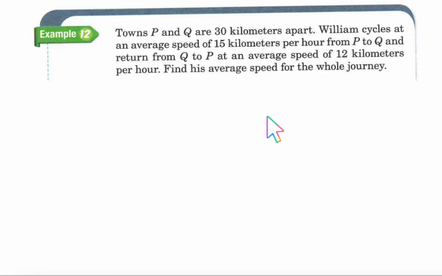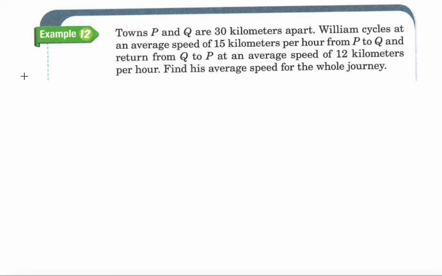Towns P and Q are 30 kilometers apart. William cycles at an average speed of 15 kilometers per hour from P to Q and return from Q to P at an average speed of 12 kilometers per hour. Find his average speed for the whole journey. Okay, go ahead and pause the video and try it on your own first.